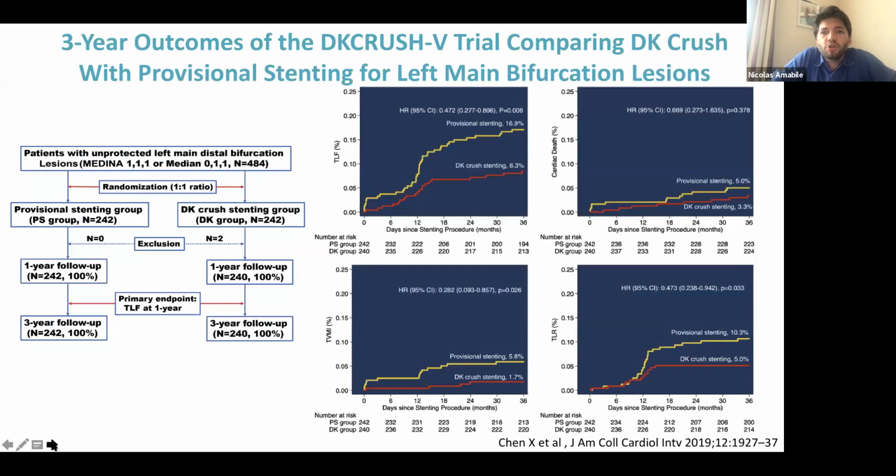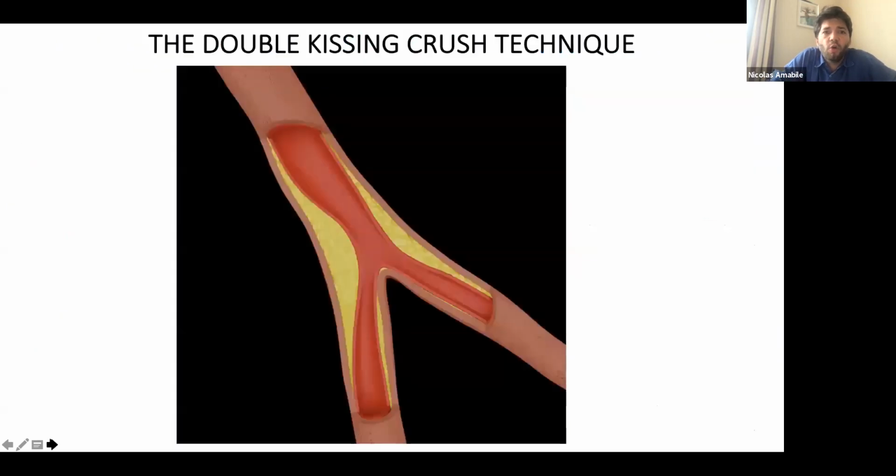And I will just briefly show you the latest result of the DK Crush 5 trial that compared DK Crush with provisional stenting for left main bifurcation lesion. In this study, the primary endpoint was the target lesion failure at 1 year, and it was reduced with the use of DK Crush. You can see on this picture that after 3 years of follow-up, we still observed a reduction of the target lesion failure with the DK Crush compared to the provisional stent technique. So that's a very good one.